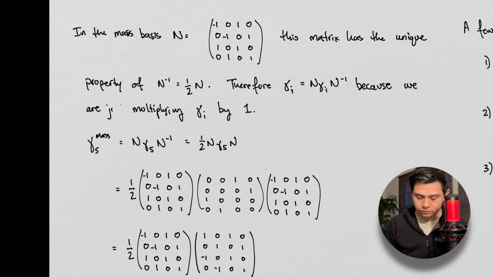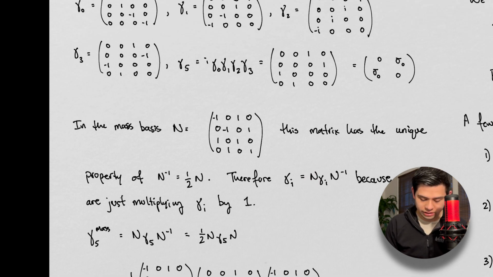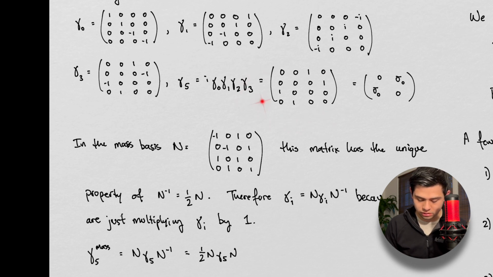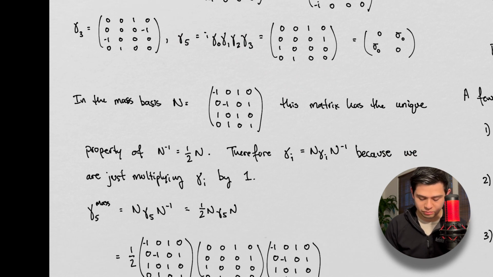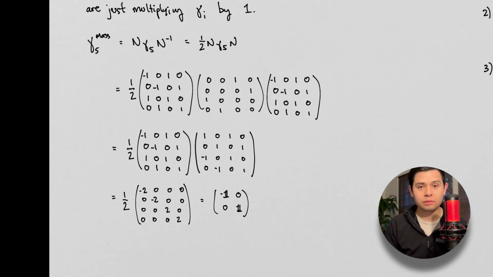Therefore we can define this gamma matrix in this way, because we're just multiplying gamma i by 1, right? Because N times N inverse just gives us 1. So if we take our gamma 5 and put it in the mass basis, we're really just multiplying it by 1. We're going to put mass up here to call it mass.